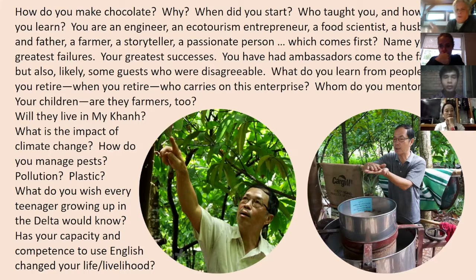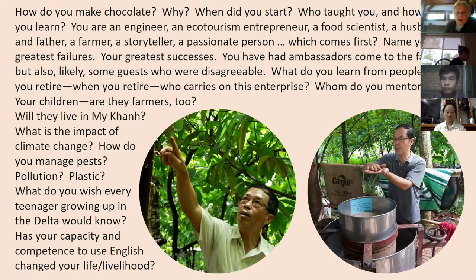And Muigung, when you retire, because you will retire, who is going to carry on this enterprise? Who are you mentoring? Is it your children? Are your children farmers too? Will they live in Mikan, or have they already moved away with all the money you've earned from cacao? Have they moved to Ho Chi Minh City?